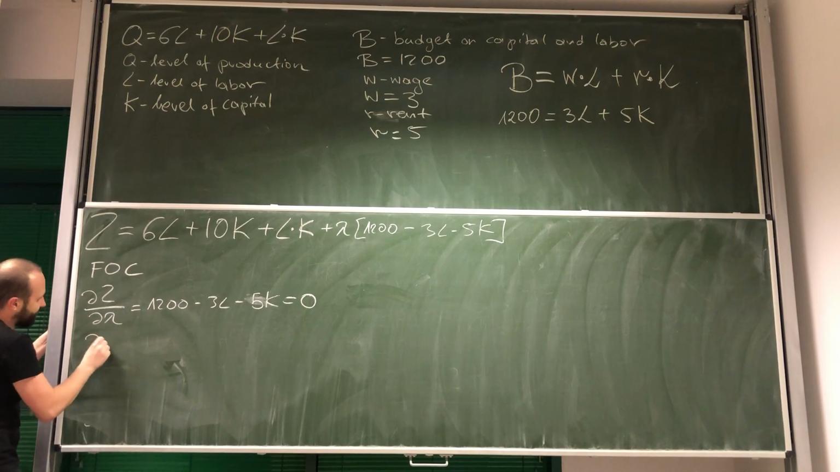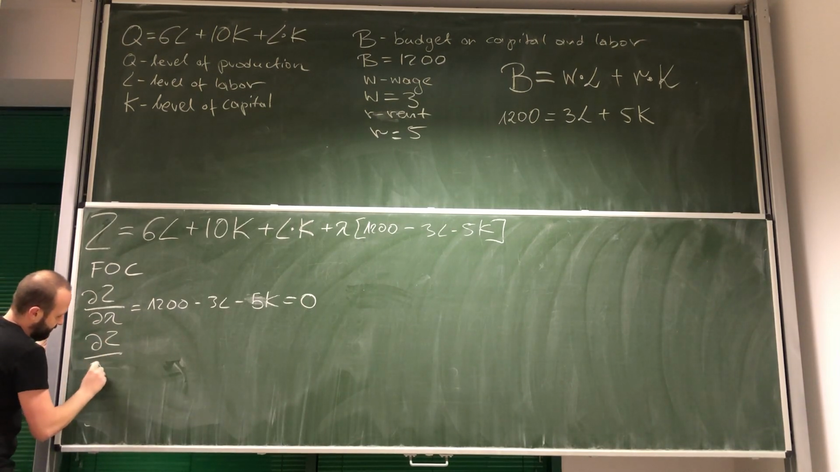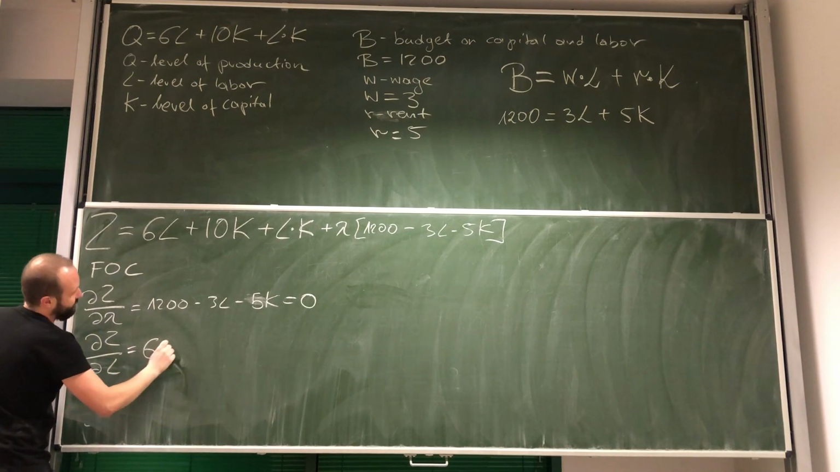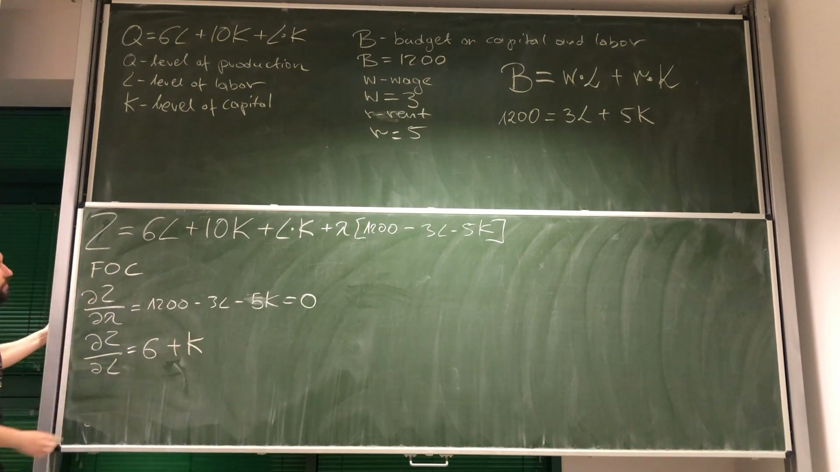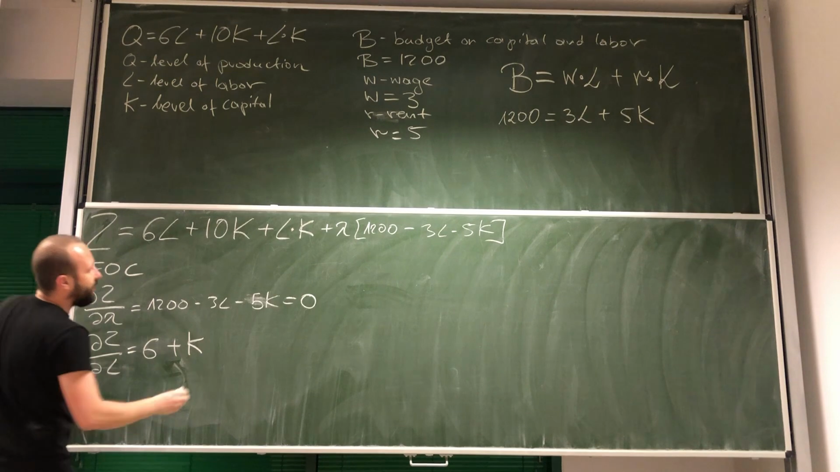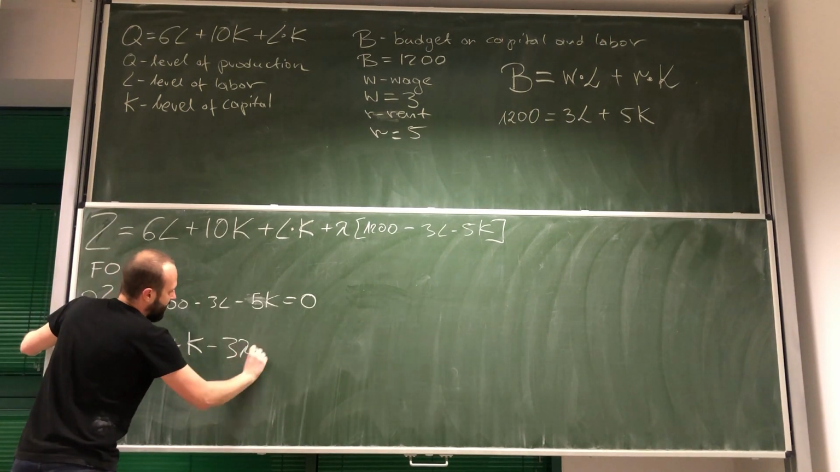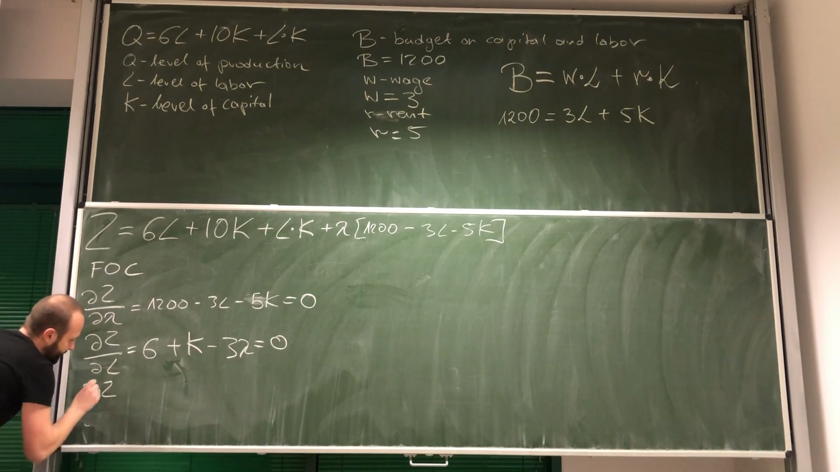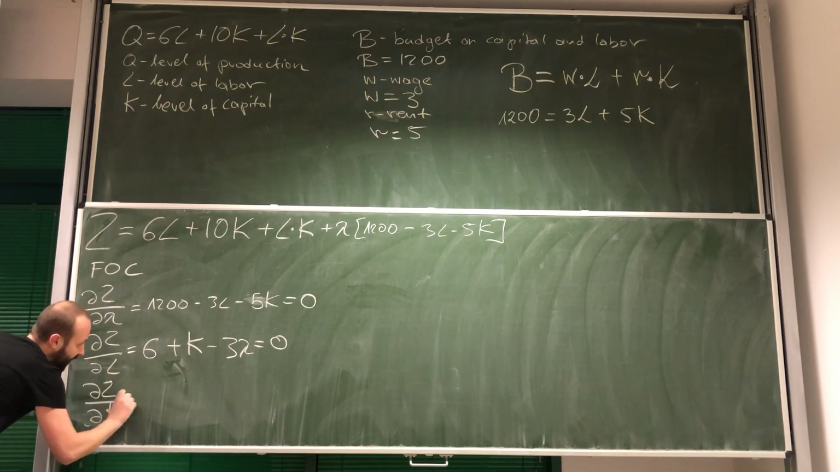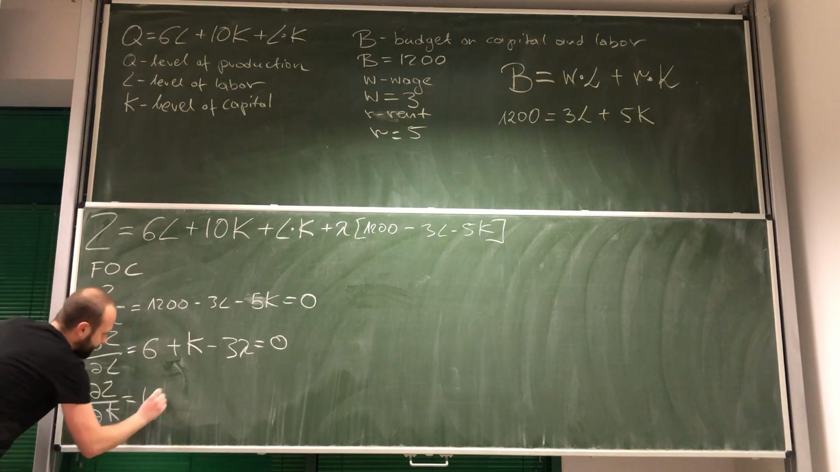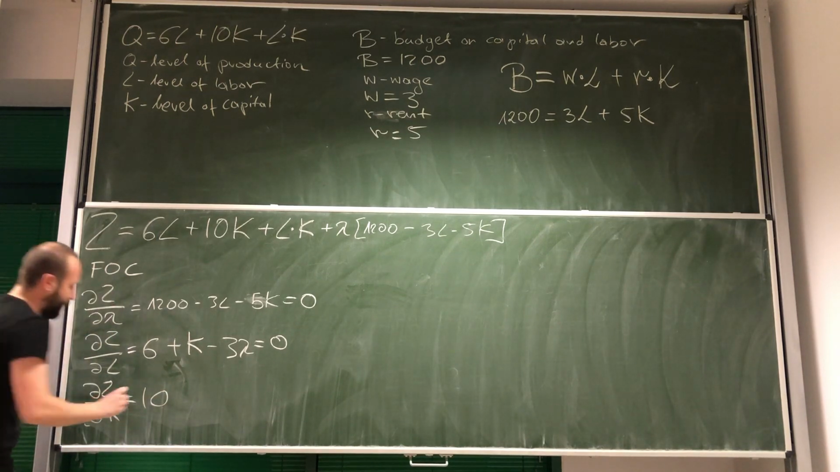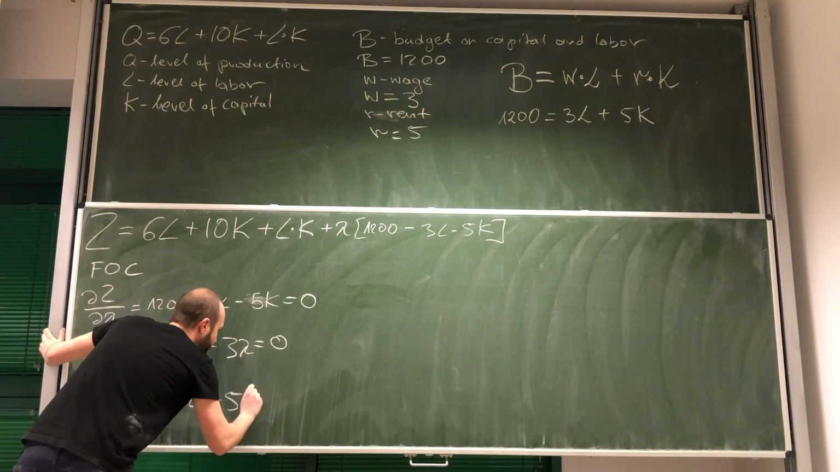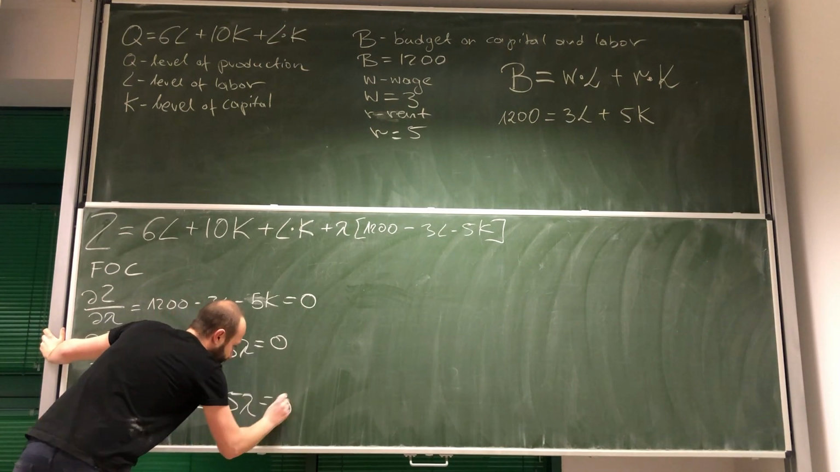Then we differentiate it with respect to labor. We get that this is 6 plus k minus 3 lambda. And we differentiate it with respect to capital. We get that this is 10 plus L minus 5 lambda.